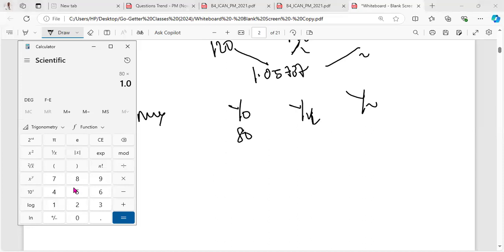I'll still multiply by this same amount, 1.05737. This is 89.44. That's the sort of thing we have here.